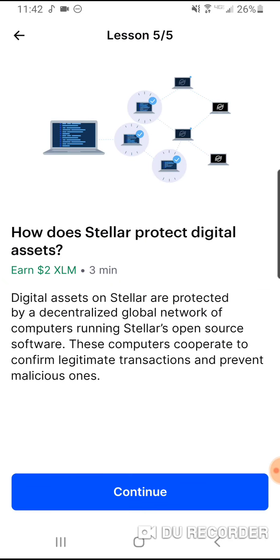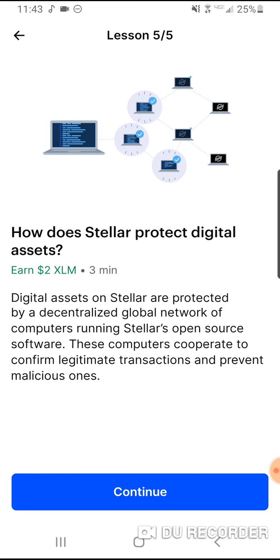So our last lesson is how does Stellar protect digital assets? Let's listen. Stellar is a platform that connects payment systems and people. It's a decentralized network, meaning no single company has the power to turn it off. Stellar's decentralized network is made up of all the independent computers that run Stellar's software. Anyone can join. Stellar's network is different from Bitcoin's in a few key ways.